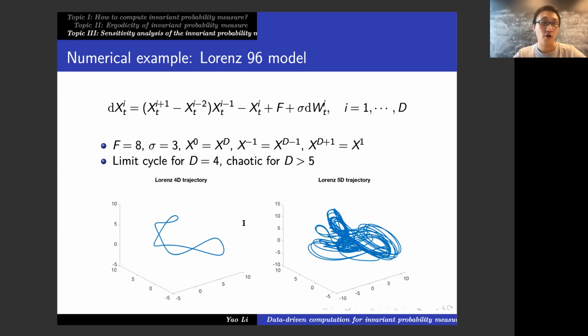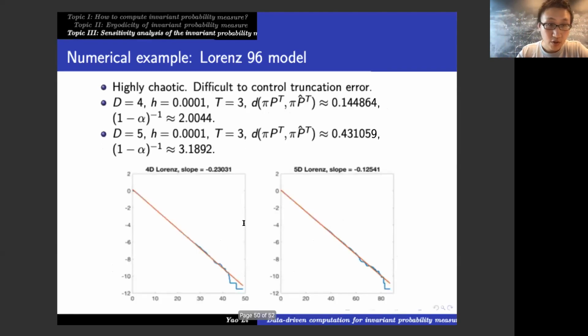So in dimension 4, it's a very strangely shaped limit cycle, and in dimension bigger than 5, it's chaotic. Okay. So we find that it's really chaotic, such that it's highly difficult to control the truncation error. So in a way that you choose a really small step size, and then you run it, and then you find that your final time truncation error in general is still quite large.